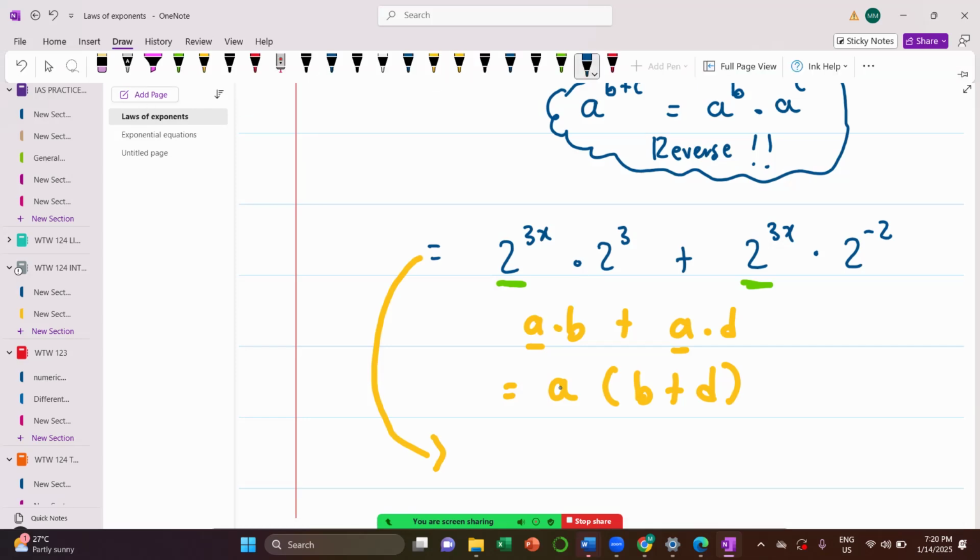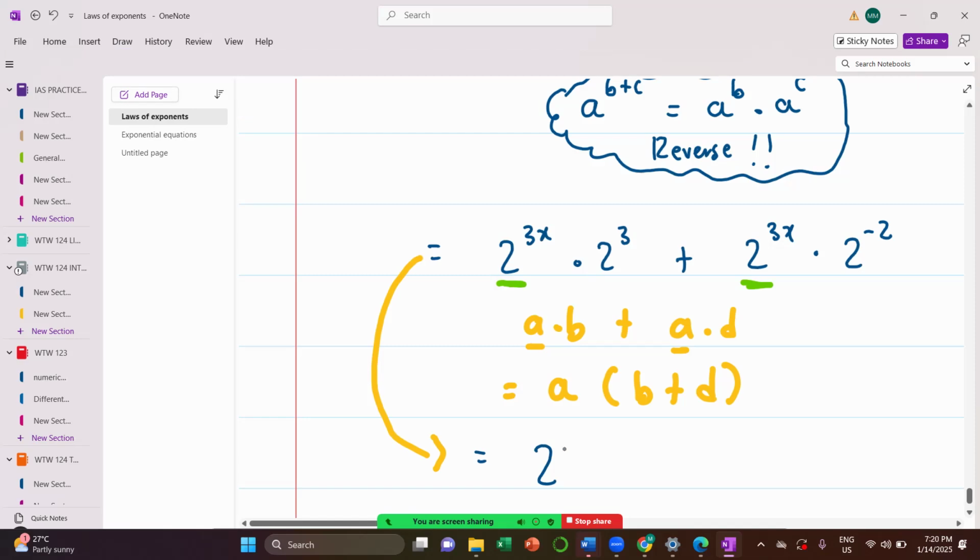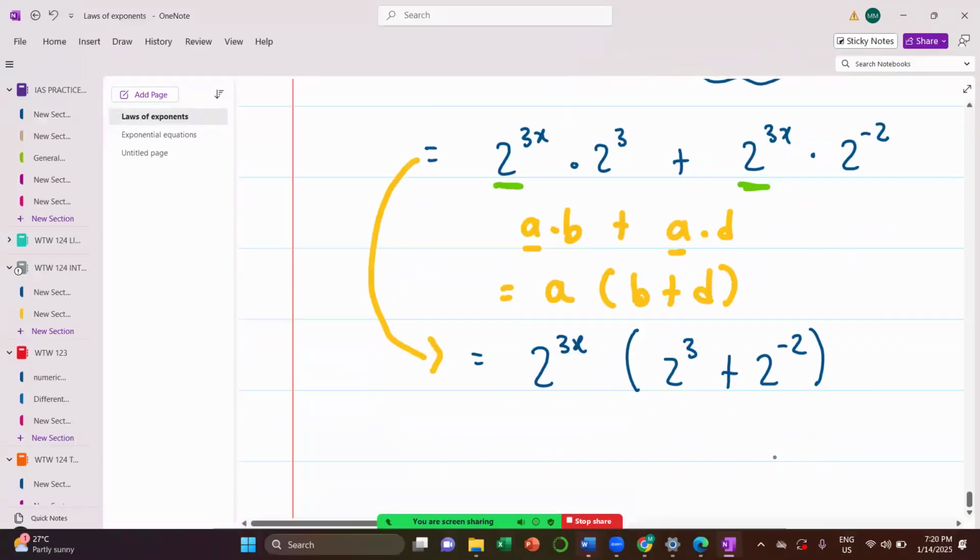Applying it here will lead us here. I'm going to now take out 2 to the exponent of 3x. What am I going to be left with inside the bracket? I'm going to have 2 to the exponent of 3 plus 2 to the exponent of negative 2. Are you okay? So here, you don't have to worry. You can just put it inside the calculator. So I'm going to take my calculator and say 2 to the exponent of 3 plus 2 to the exponent of negative 2. It's going to give me 33 over 4.